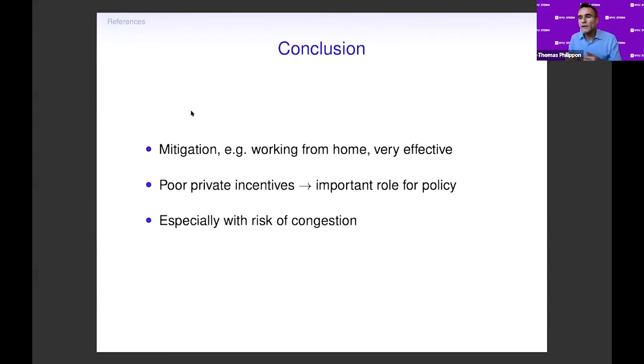Now, whether it's strong enough that there is a subset of the population for whom the private incentives would be pretty much aligned with the social incentive depends a lot on the parameters.